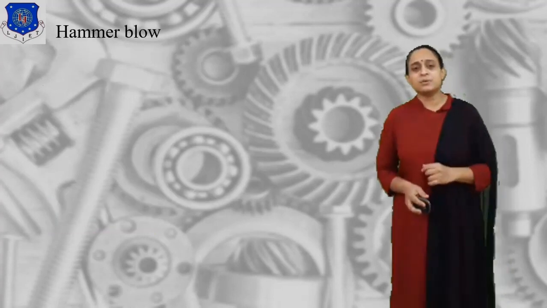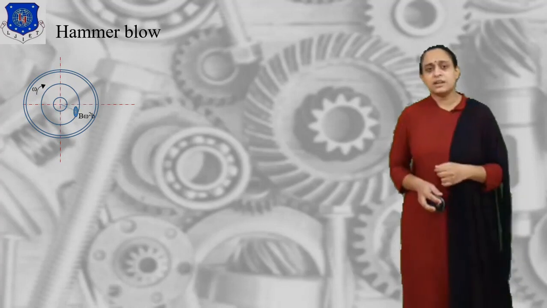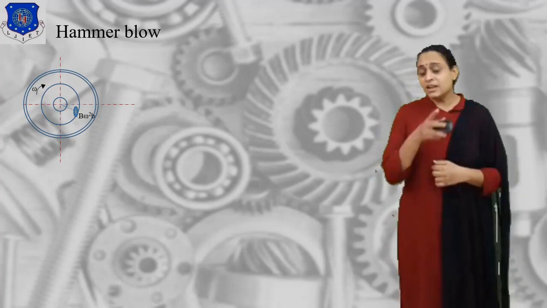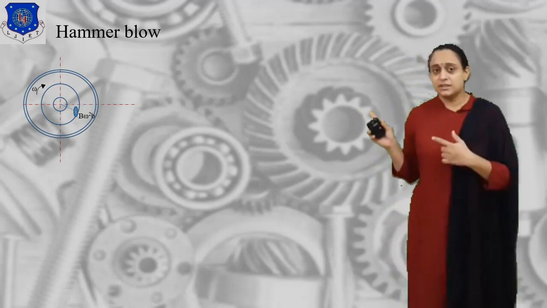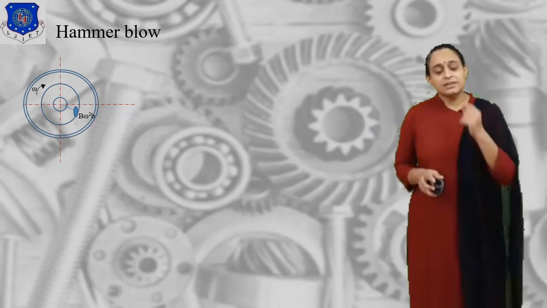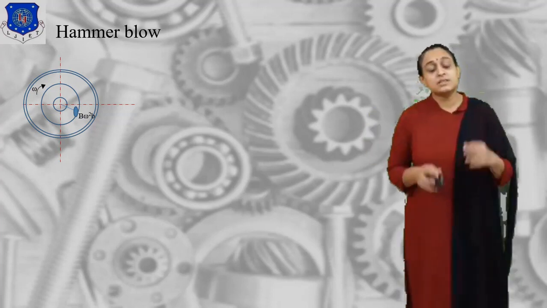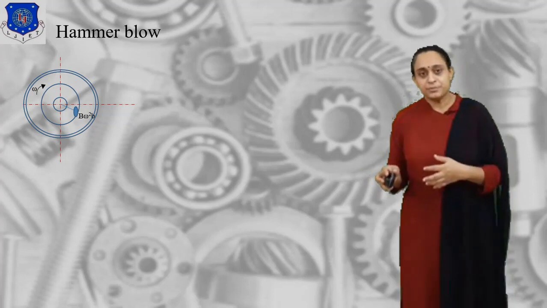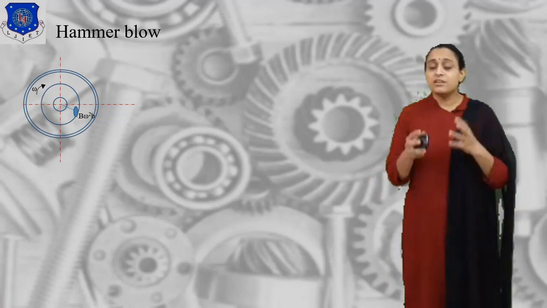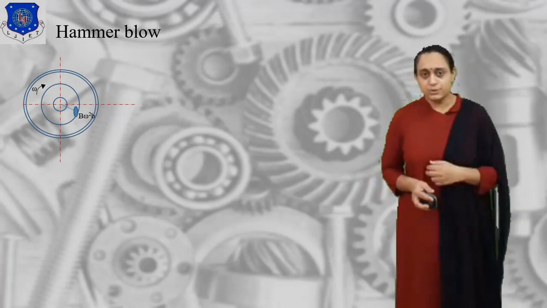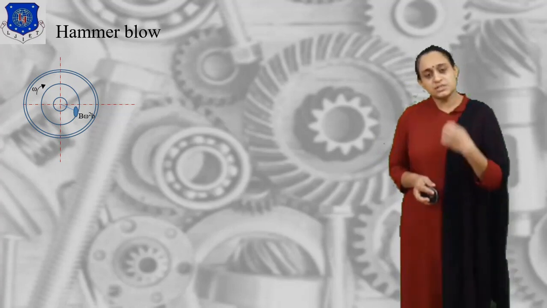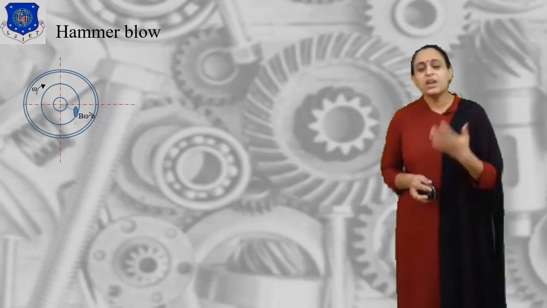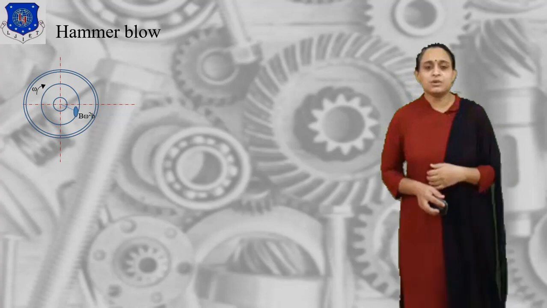Now let us have the hammer blow. If you see in this diagram, there is a wheel and in blue color, there is a mass, which is the balancing mass, and the force with respect to the balance mass is B omega square b. This wheel rotates with omega angular velocity. Hence the force is generated as B omega square b. Obviously, it is the centrifugal force.